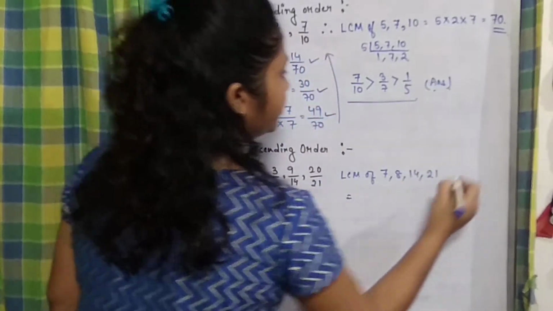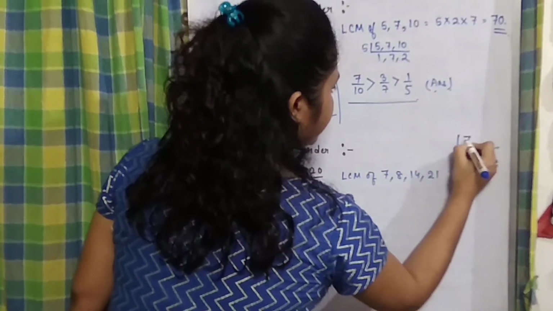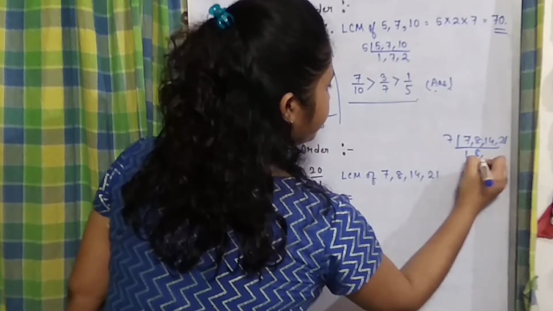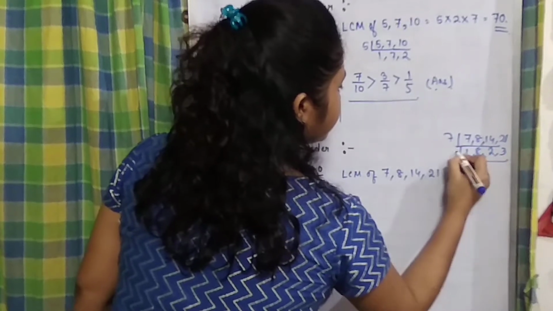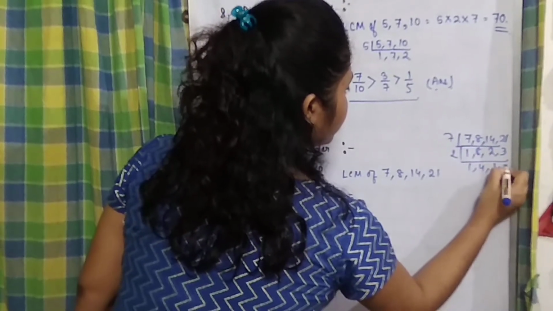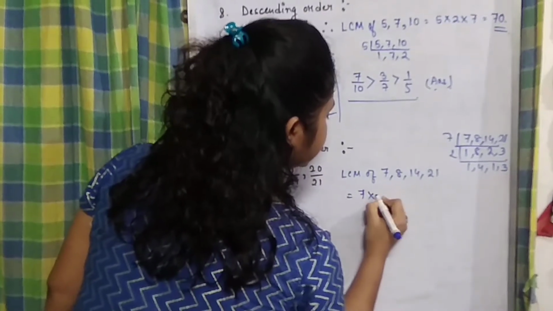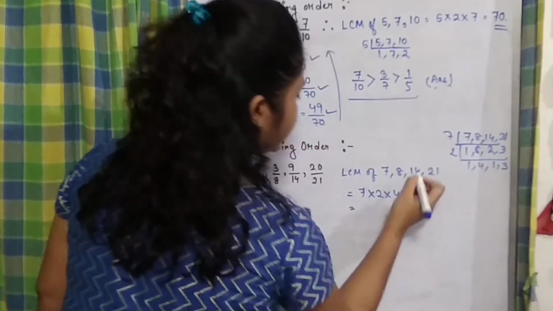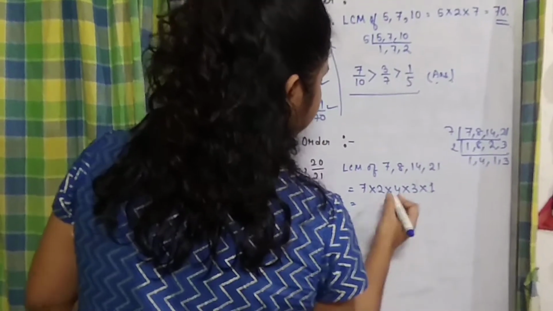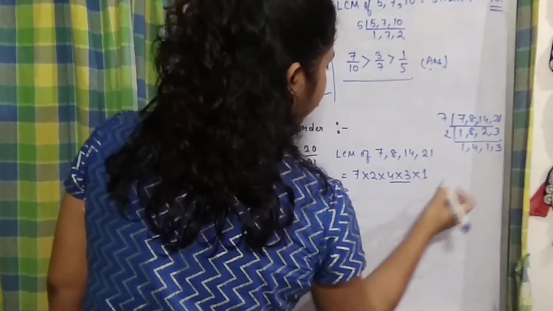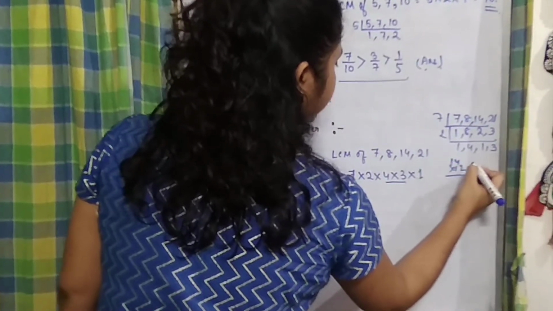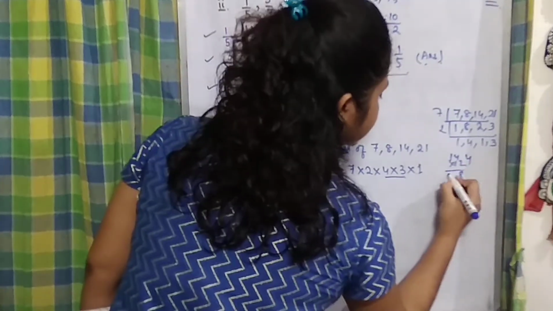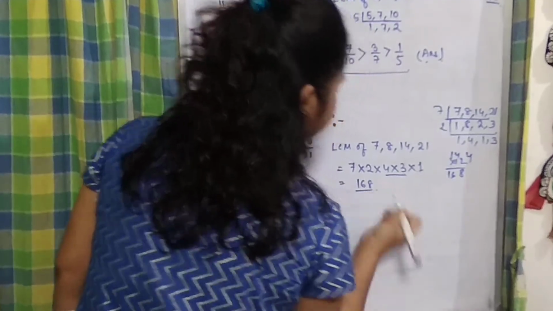What we are going to do, you can also do with me. Here we are going to find out the LCM. So let's multiply 7 into 2 into 4 into 3 into 1. So 7 into 2 is 14 and 4 3's are 12. So 14 into 12: 12 2's are 24, 12 3's are 36, 12 4's are 48, and so on, giving 168. So it's going to be 168, the LCM.